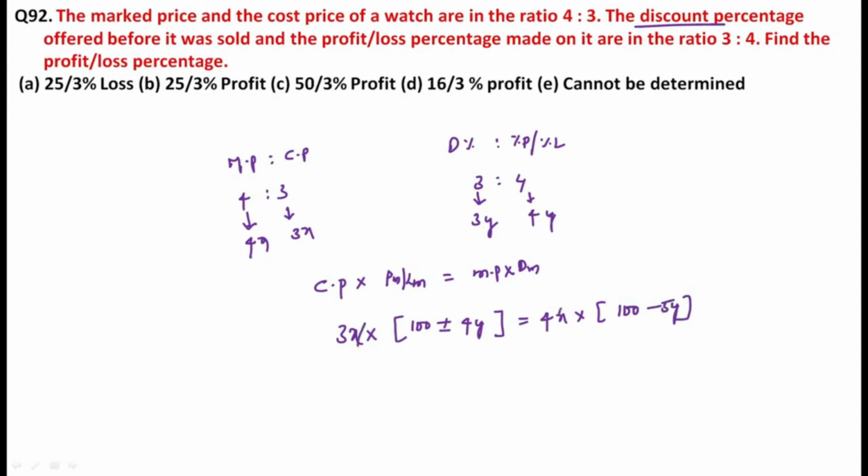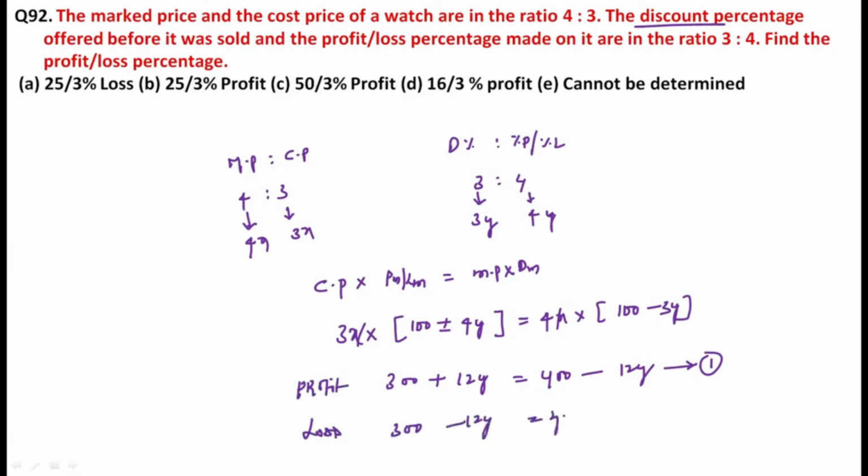Now you can cancel x and x. Now 300 plus 12y is equal to 400 minus 12y. It's one equation. If you consider it as a profit, this is the equation you need to consider. If you consider it as a loss, again 300 minus 12y is exactly equal to 400 minus 12y. But you can cancel that, we never get a loss. Why? Because both sides get cancelled. Now definitely the answer is a profit.